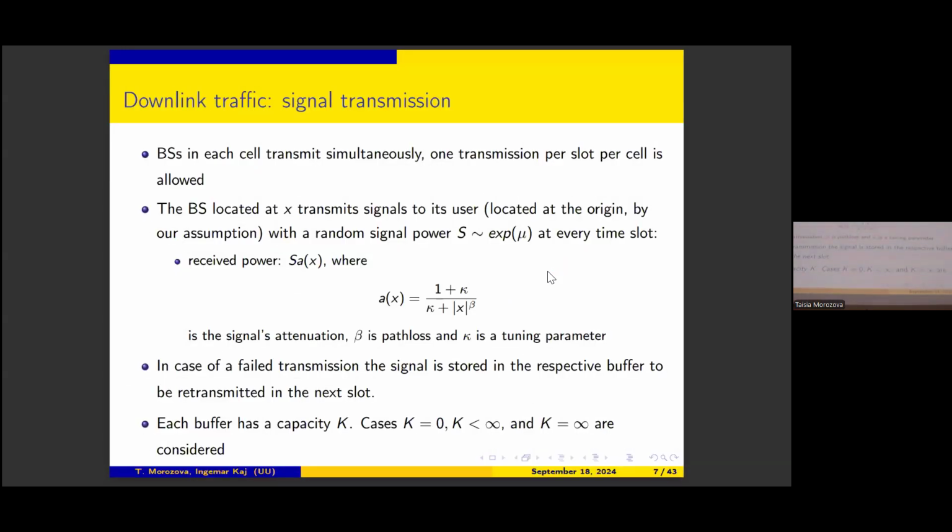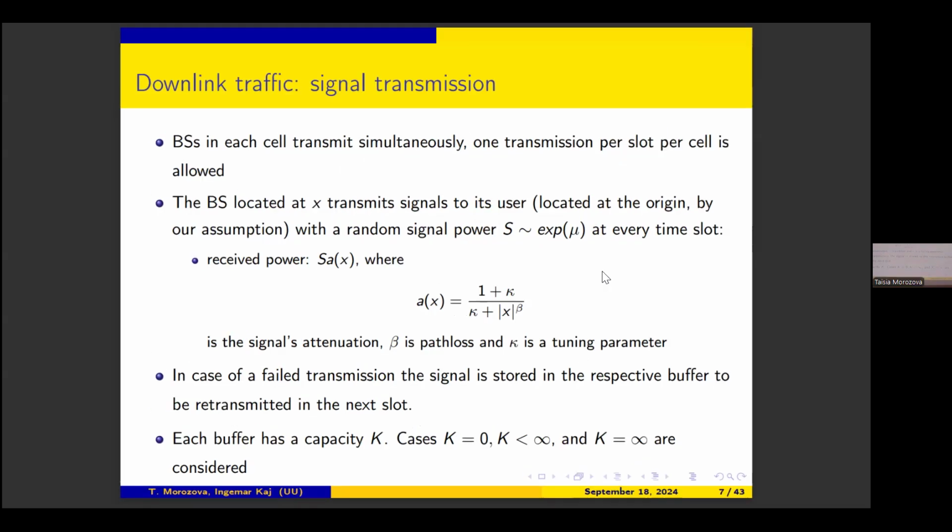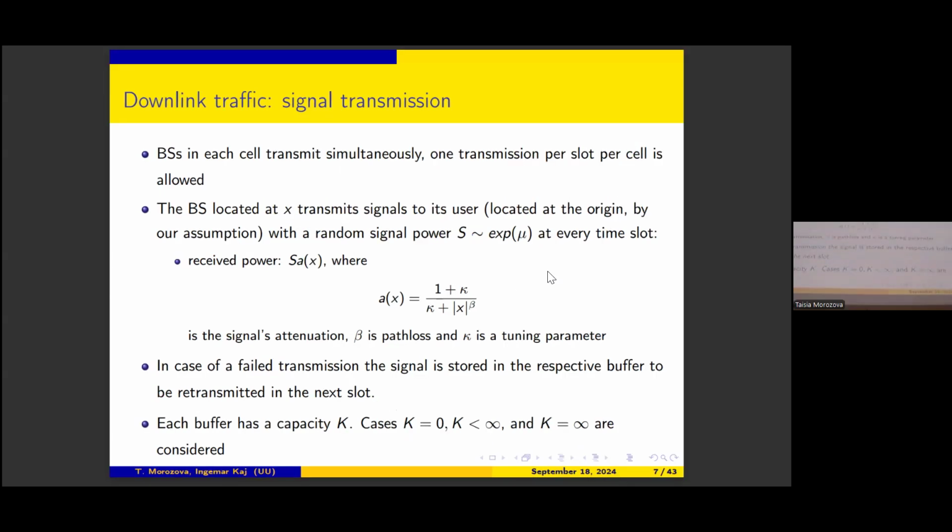Yes, so now let's talk a bit about what happens during one time slot. In the papers that we did, we actually consider both uplink and downlink traffic. So we have results for both, but for this talk, I decided to focus only on downlink, because maybe you don't have enough time to go through both. And I think downlink is just simpler because in some cases it is more explicit. You can get more explicit results.